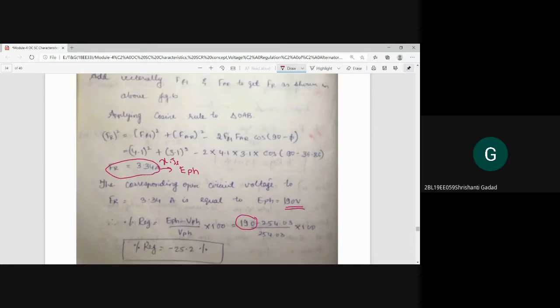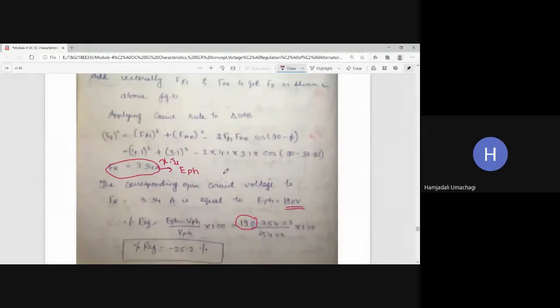Sir, if regulation percentage is negative, it means efficiency is high, no, sir? Yes, efficiency will be high. Regulation is just telling us the voltage drop information. If regulation is too high, the drop is very high. If the drop is high, what about efficiency? Decreases, sir. Efficiency will be low. Similarly, if regulation is negative, the drop is very less, so efficiency will be high. Both are inversely proportional.